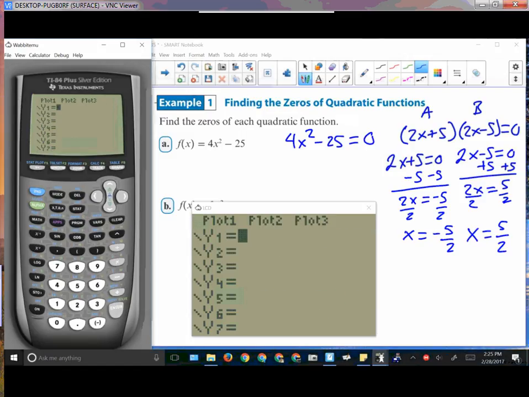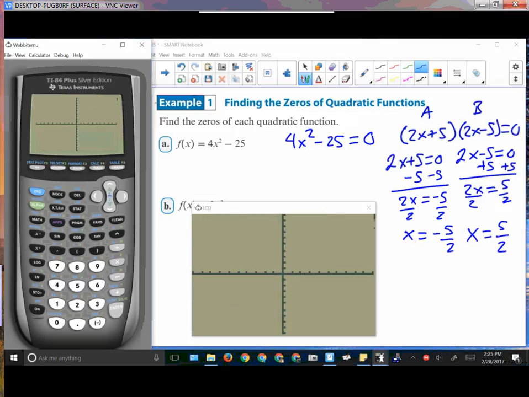So I'm going to put my equation in. That's just going to be the 4x squared minus 25. And I'm going to tell it to graph. It goes down, comes back up. Now you'll notice that it goes across the x-axis. And remember that when it's at the x-axis, the value of y is 0.